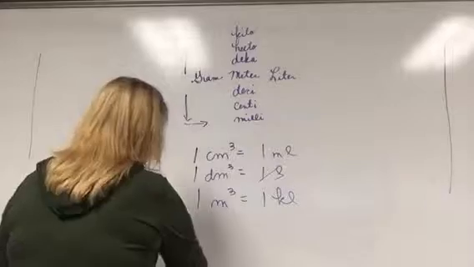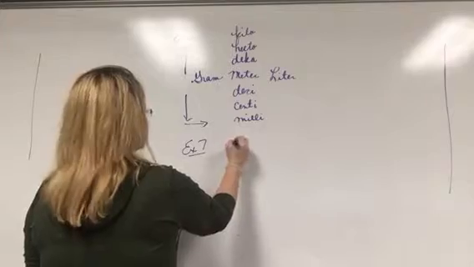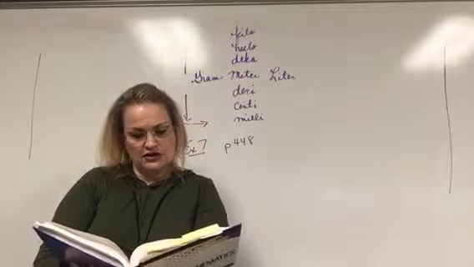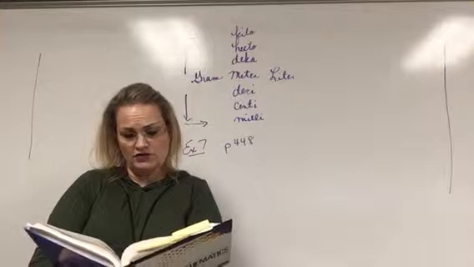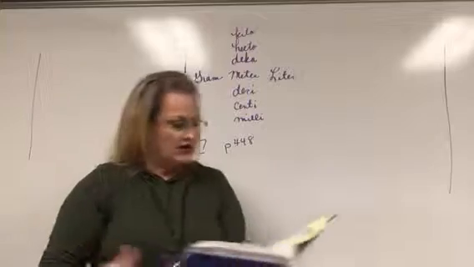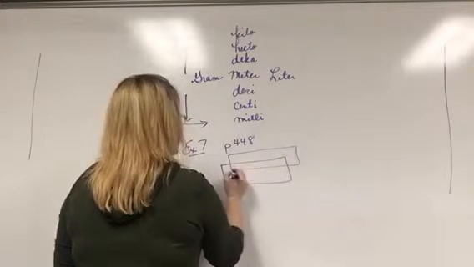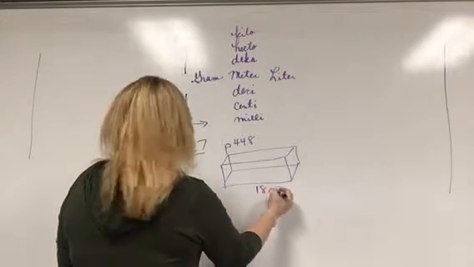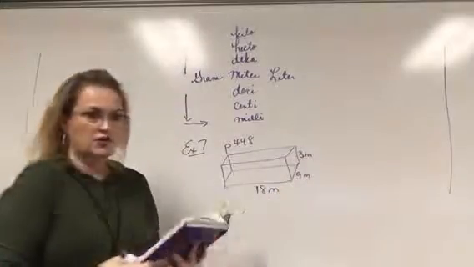Okay, let's do one example I see in your book with a swimming pool. This is example 7 on page 448. It says you've got a swimming pool that's 18 meters long, 9 meters wide, and 3 meters deep. Find the volume of the pool in cubic meters, and then change that to kiloliters. All right, so if you can kind of visualize, and they have a nice little picture here in the book, but visualize that's a swimming pool. It's 18 meters long, 9 meters wide, and then it's 3 meters tall of water.